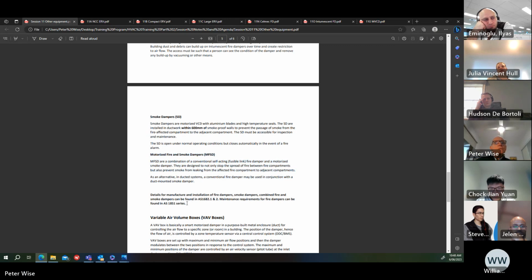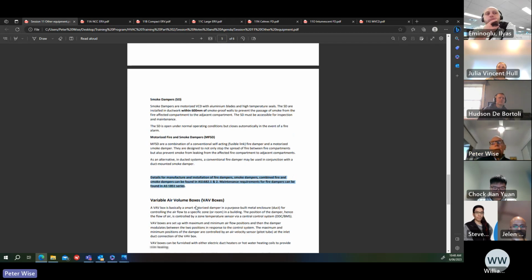So there are some codes there if you want to go and read a bit more about it. Details for manufacture and installation of fire dampers, smoke dampers, combined fire and smoke dampers, etc., can be found in AS 1682, and maintenance requirements are in AS 1851.